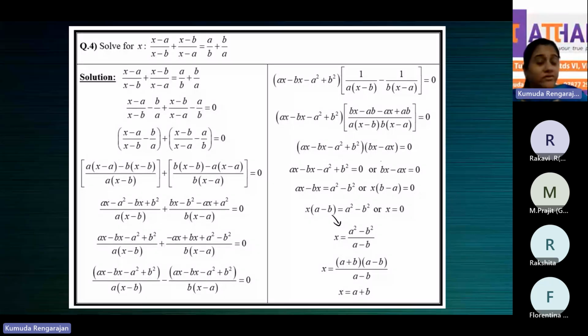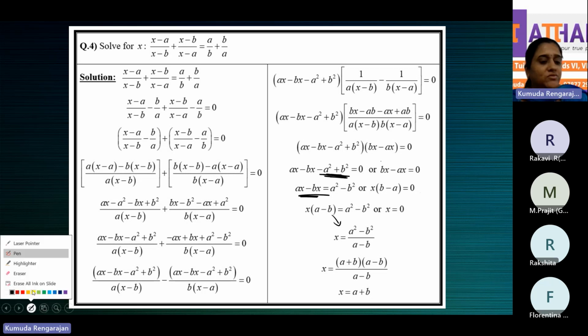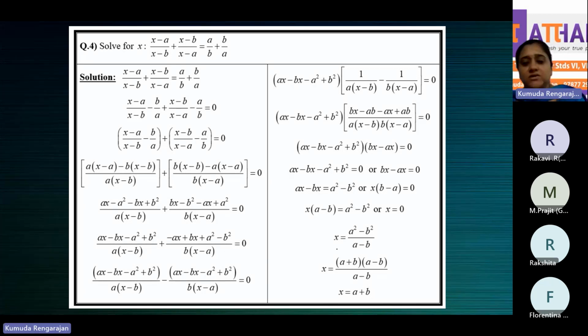So how do we solve for x? You'll have to take out x common. The constants, take them to the other side. This a square, b square, put it to the other side. And here x is common: x into a minus b. Then that a minus b goes for division. a square minus b square is a plus b into a minus b, so a minus b gets cancelled. x is equal to a plus b. It's actually very simple. It takes a long time.